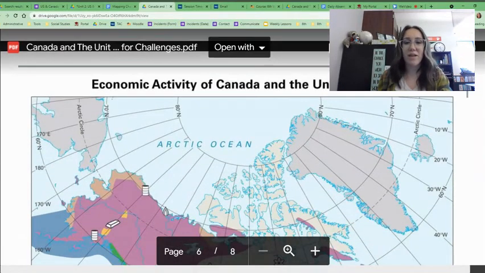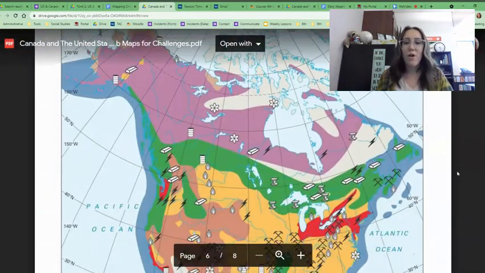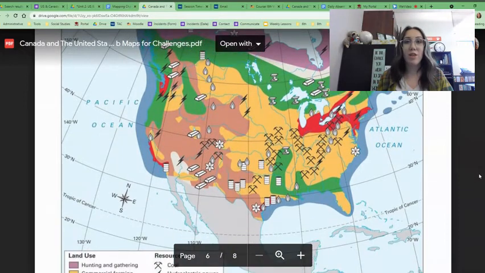Let's go to economic activity. Everyone really liked this map too because there are lots of pictures on it and it's very colorful. Whenever you hear the word economic, you should think money. Money, money, money. Economics is the exchange of money and how money moves.